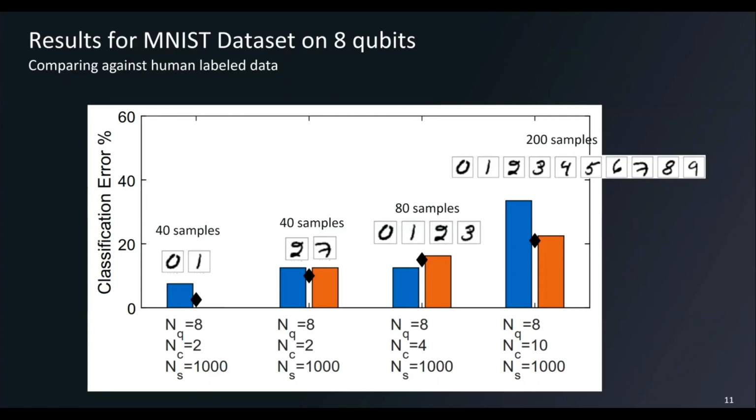You should know that this is the first time classification with 4 or 10 classes has been performed on a quantum computer, and the accuracies we see here are quite remarkable.